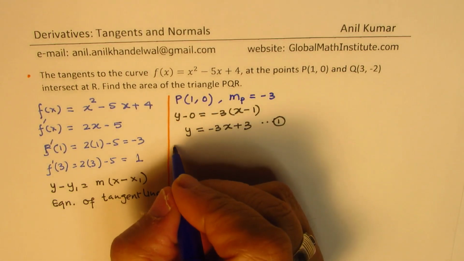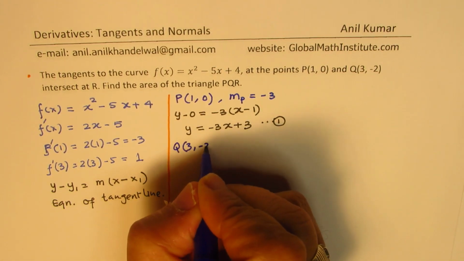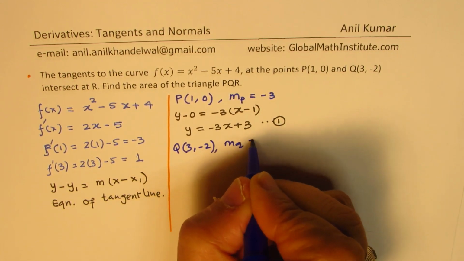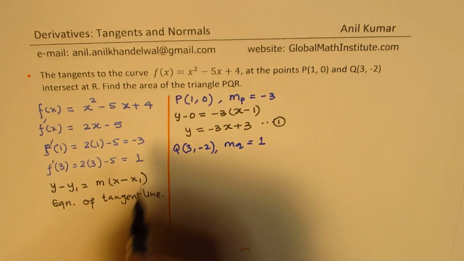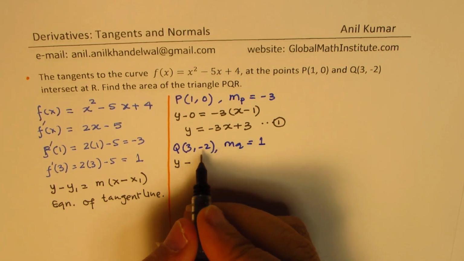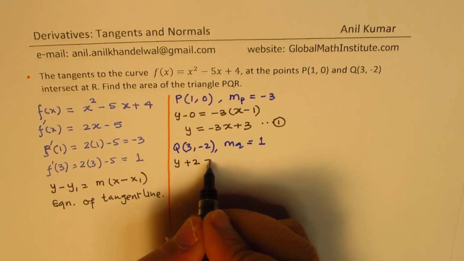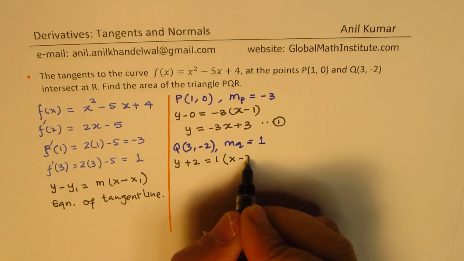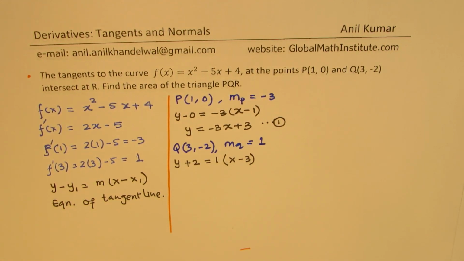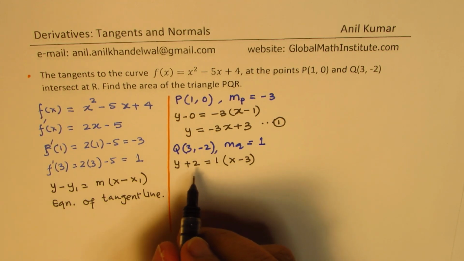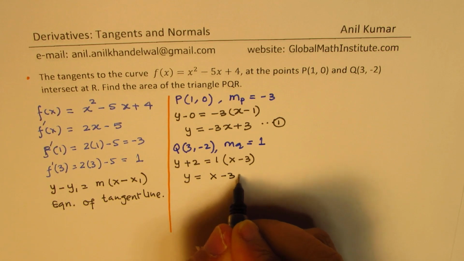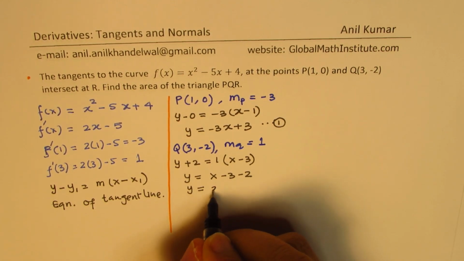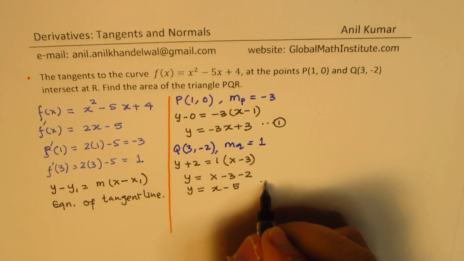Now let's consider the point Q, which is (3, -2), and the slope at Q is 1. Therefore, the equation of the tangent line will be y minus the y value, which is minus 2, that makes it plus 2, equals the slope 1 times x minus 3. Perfect. So we get this equation. We can now write y equals x minus 3 minus 2, or y equals x minus 5. We'll call this our equation number 2.